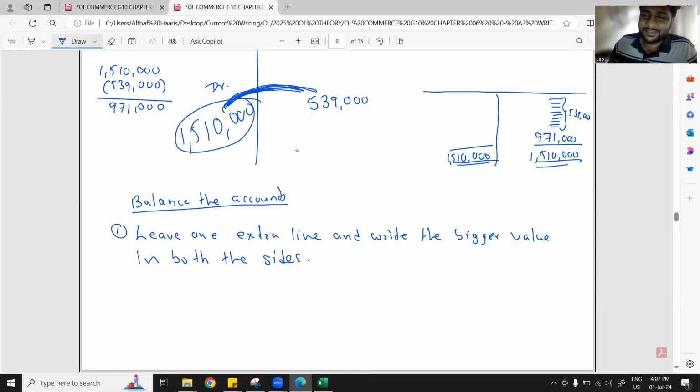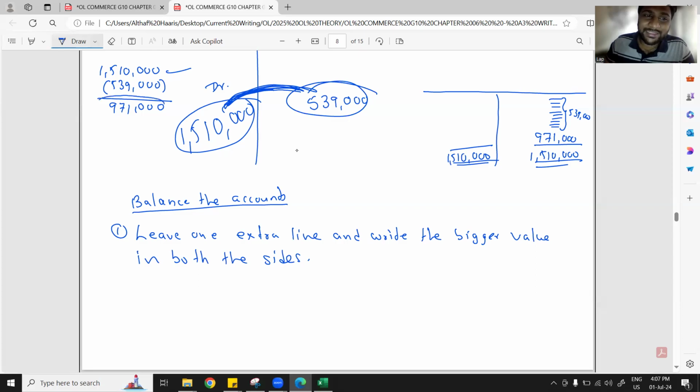Debit means your asset is increasing. Cash is increasing, money received. Credit side of the cash account means your asset is decreasing, cash is decreasing. So that is money went out.